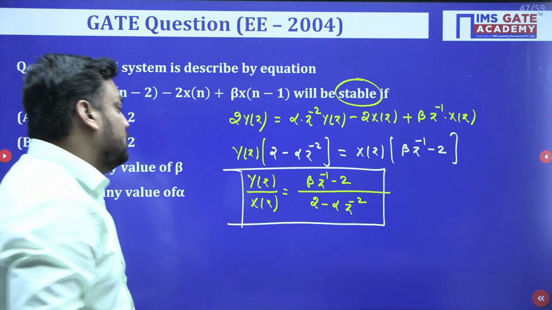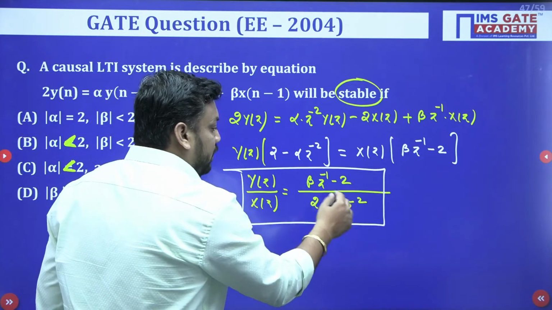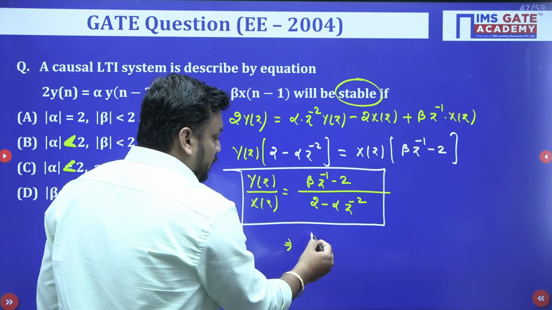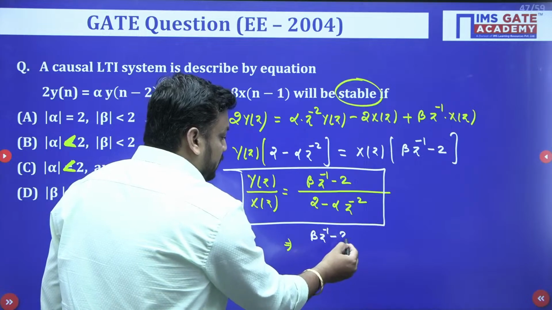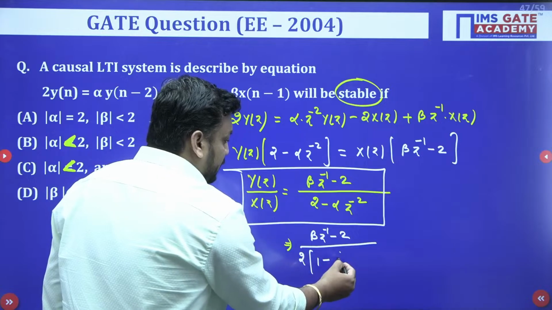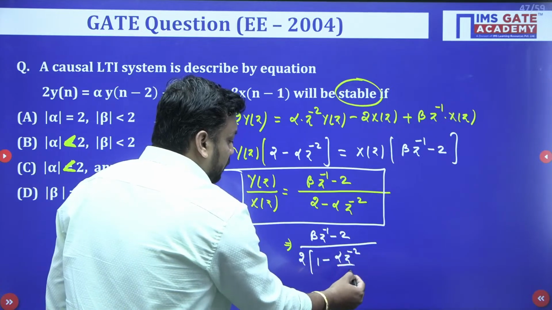Unity circle. The ROC must include the unity circle. So I want to convert this into the ROC form. I am taking 2 outside, so that we get beta z inverse minus 2 upon, and inside the bracket, 1 minus alpha z minus 2 upon 2.